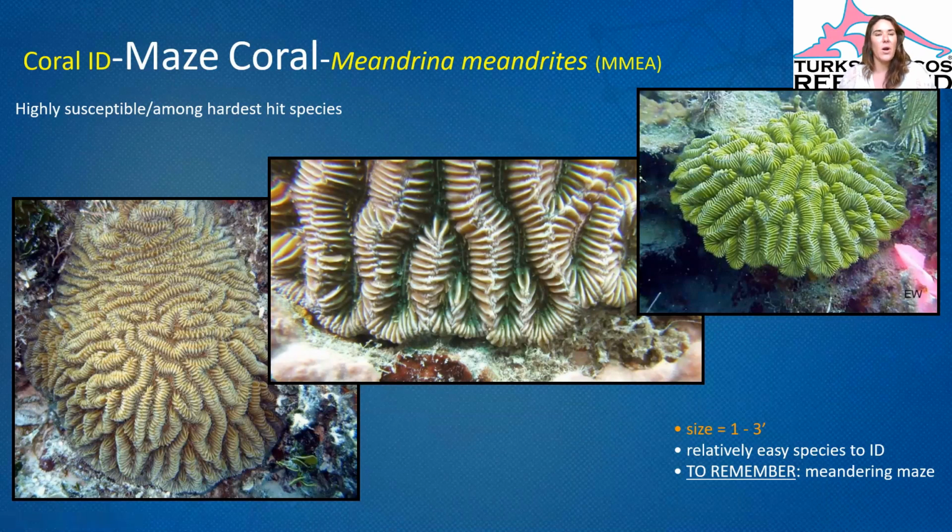So our first coral on our susceptibility list is maize coral, Meandrina meandrites. This is one of the most susceptible species, and it's incredibly abundant here in the Turks and Caicos. It's amongst the hardest hit. What you want to look at with this is that the septa are perpendicular to the grooves. So these lines here going along the ridge where my mouse is, these are the septa. They're very angled, they have deep grooves between them, and they're going perpendicular to the grooves.